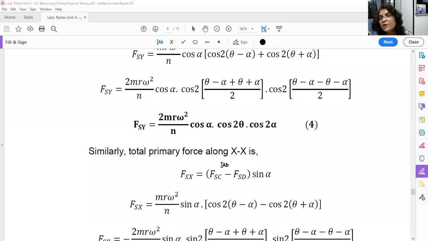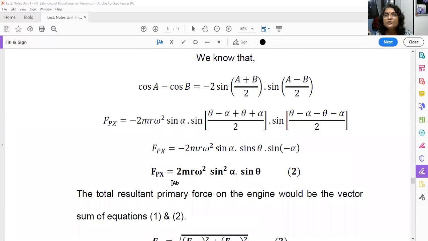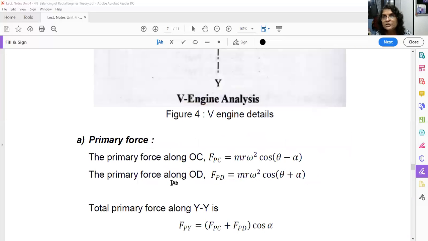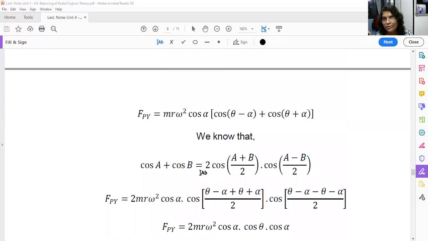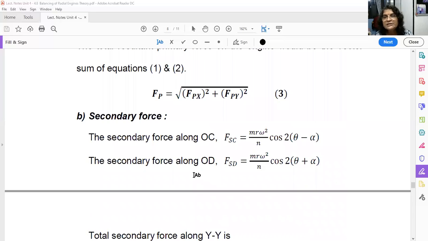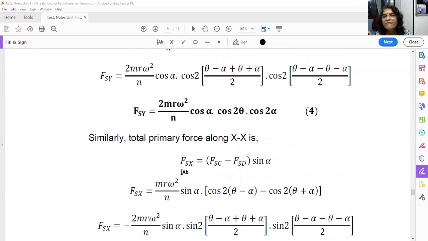Similarly, the total secondary force along the x direction, that is the horizontal direction. Okay, see again, these two forces are acting in opposite directions, horizontal component. Okay, so this is your secondary force, its horizontal component will be towards right. This is your secondary unbalanced force for cylinder D, the horizontal component will be towards left. Okay, so that's why there will be a minus sign. So the total horizontal secondary unbalanced force will be FSX. That means the secondary force in x direction will be FSC minus FSD into sin alpha. So this is the secondary unbalanced force for cylinder C, for cylinder D.